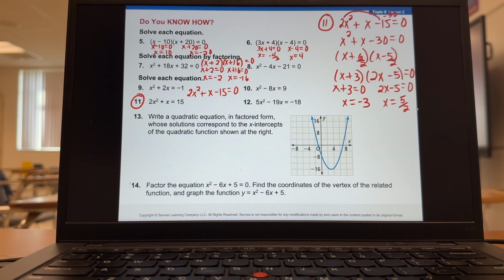For number 13, write a quadratic equation in factored form whose solutions correspond to the x-intercepts. So it's going by 2's. So my x here is negative 1, and x here is a positive 7. And then I can use my vertex, which is 3, comma, negative 16.